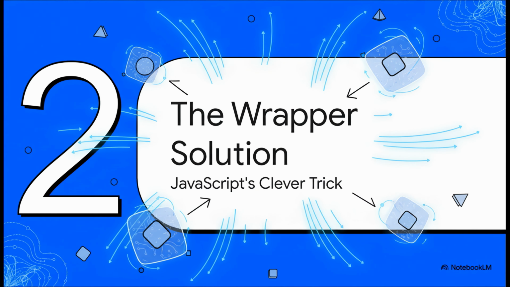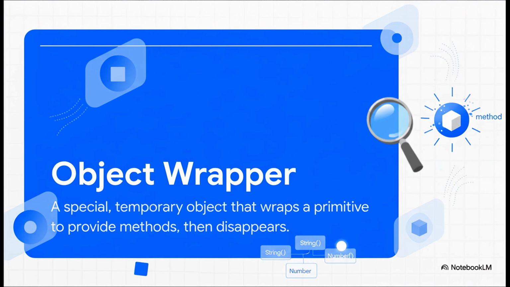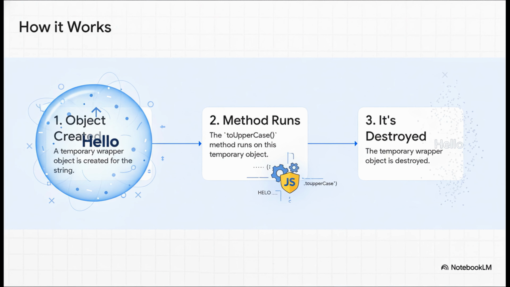It's called the object wrapper solution. An object wrapper is pretty much exactly what it sounds like. The moment you try to do something object-like to a primitive, like calling a method, JavaScript instantly creates a special temporary object that wraps around your primitive value. This temporary object has all the useful methods you need, and then once the job is done, poof, it just vanishes.